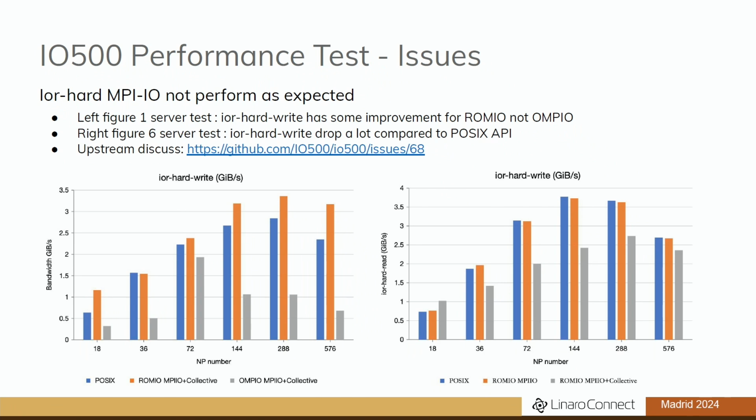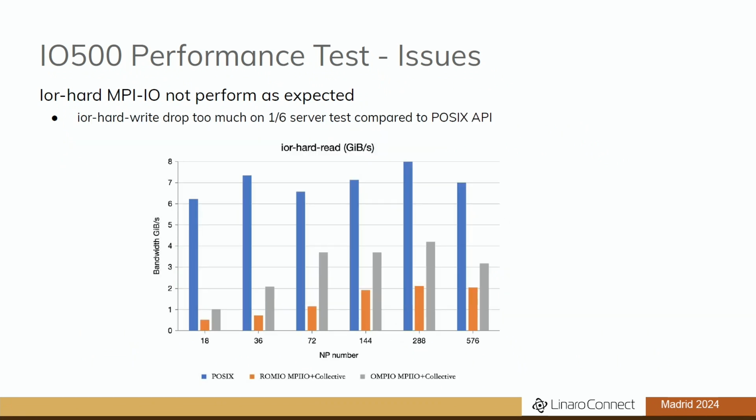And we also opened a discussion about this upstream. People also say they encounter these issues, but they don't know why. Oh, sorry, it should be the Lustre line here. Yeah, this is the Lustre line part. As you can see, it's much lower compared to the blue one, the POSIX API.